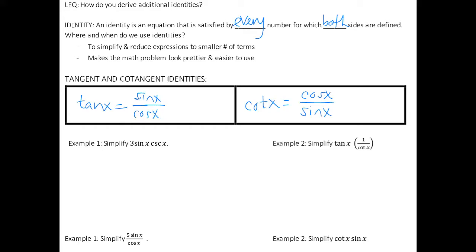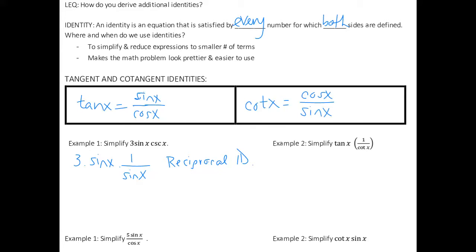So let's take a look at our first couple examples here. The first one says we are to simplify 3 sine x times cosecant x. What we want to look for is getting this down to a single trig function if possible. Right now I see 2 different ones, and perhaps you're thinking, wait a minute, sine and cosecant are reciprocals of one another. So I could change this to 3 times sine of x times 1 over sine of x. And that's our reciprocal identity.